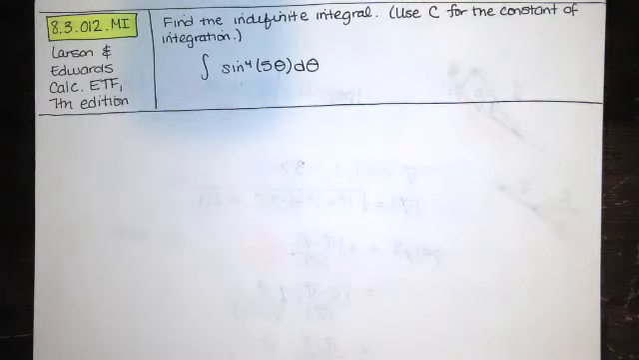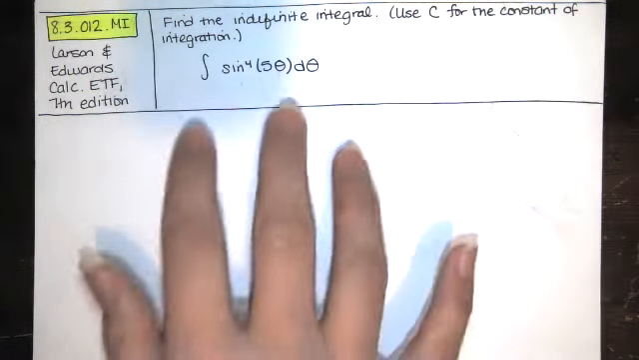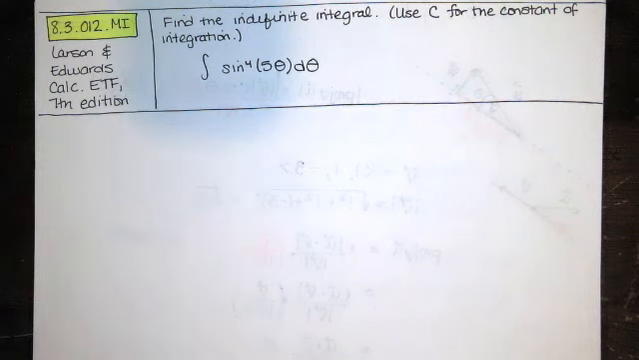In this video, we solve problem 8.3.012.mi from the Larson and Edwards Calculus Early Transcendental Functions text, 7th edition. We're asked to find the indefinite integral and use c for the constant of integration. And we have this integral right here.